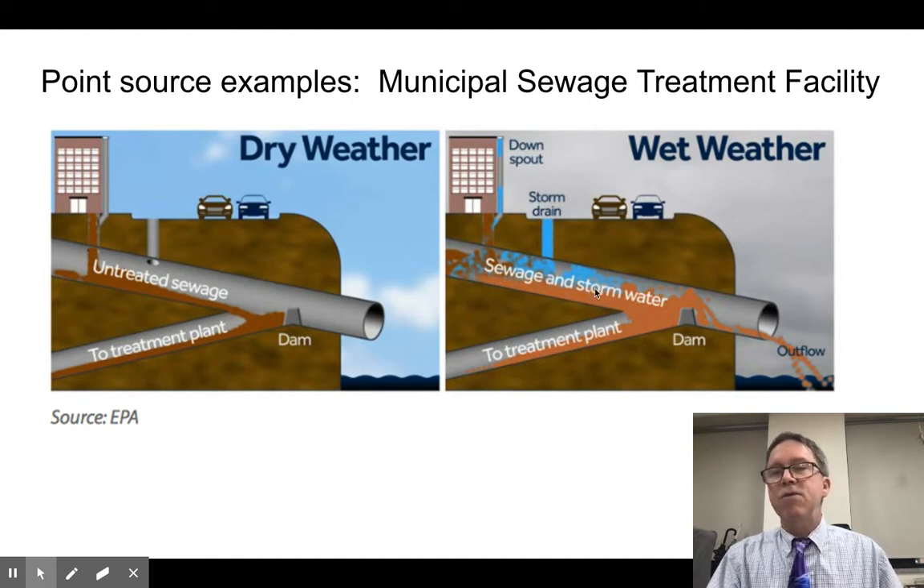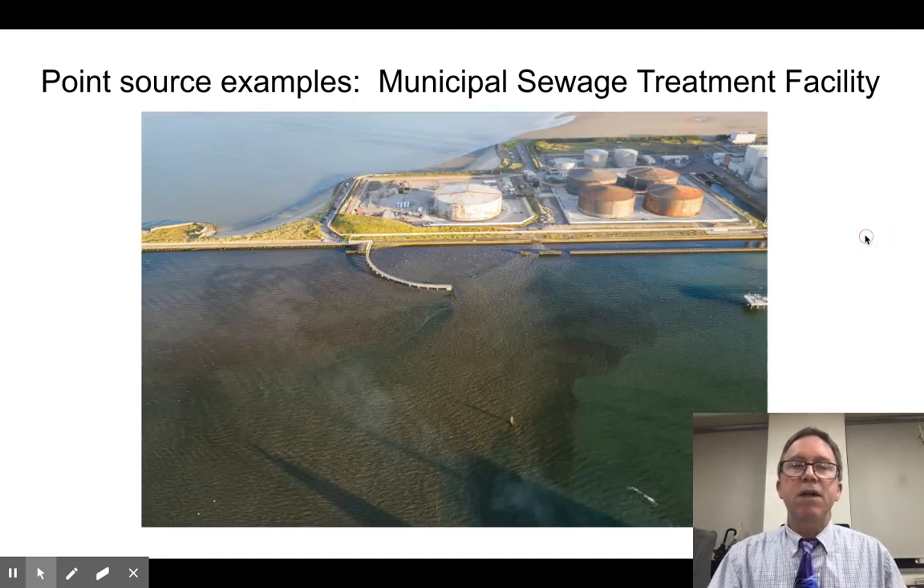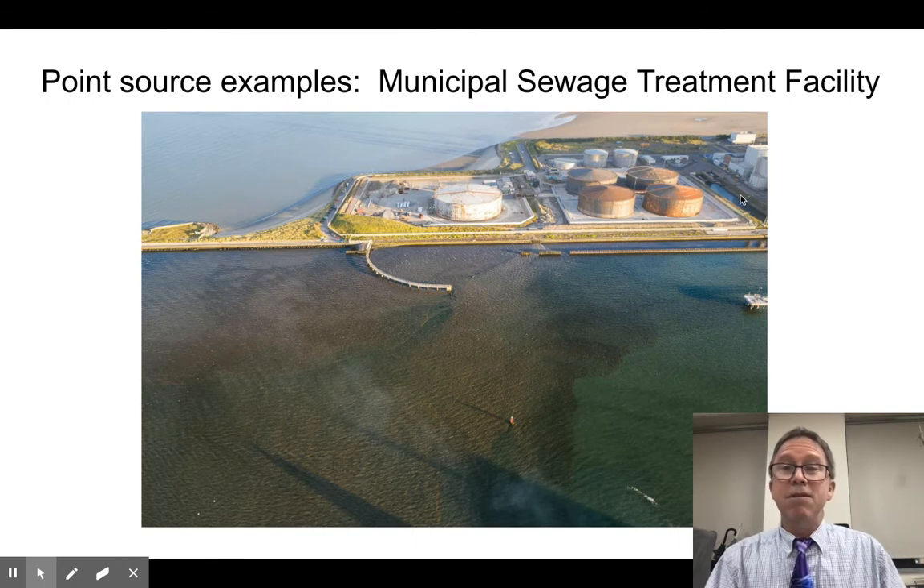And during the storm events, a lot of times it will overflow, and then that outflow will be a point source of fecal contamination. Sometimes these facilities just get overrun with water, and they just have to discharge directly. So sometimes these sewage treatment facilities themselves just discharge, and they become a point source.